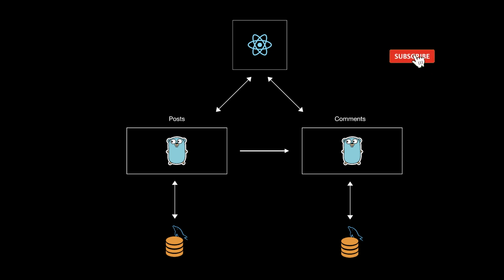In this video, we will build a simple microservices example using Go. The focus of this video will be the backend, so the React app that will consume these microservices will be pre-built, and I will provide the link in the description of this video.